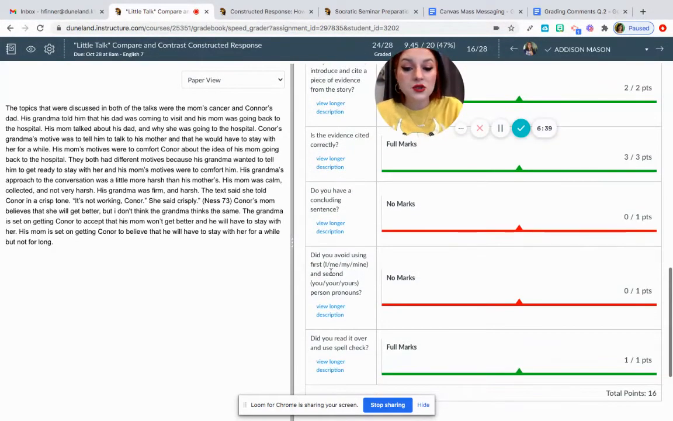Do you avoid using I, me, mine, you, your, yours pronouns? This student got marked off. Please try not to use first and second pronouns. Stick to character names. So some students are like, I don't know how to do this. Just stick to character names. Don't have I or you in it, okay? And did you read it over and use spell check? Again, so many of you did not get these points. Please read over your work.